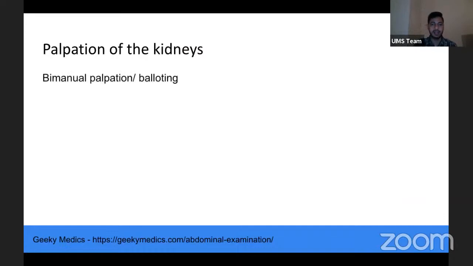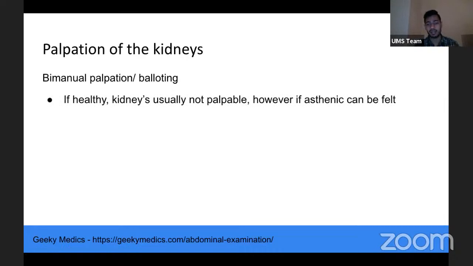The kidneys. So usually with the kidneys, we are using both of our hands, and as a result, we call this bimanual palpation or balloting. Balloting isn't usually commonly used, it's usually bimanual palpation. Just to repeat myself, no organ is usually palpable if everything is okay, and the kidneys are also no different. But if an individual is asthenic and very thin, and they have a low BMI, the kidneys can be felt.